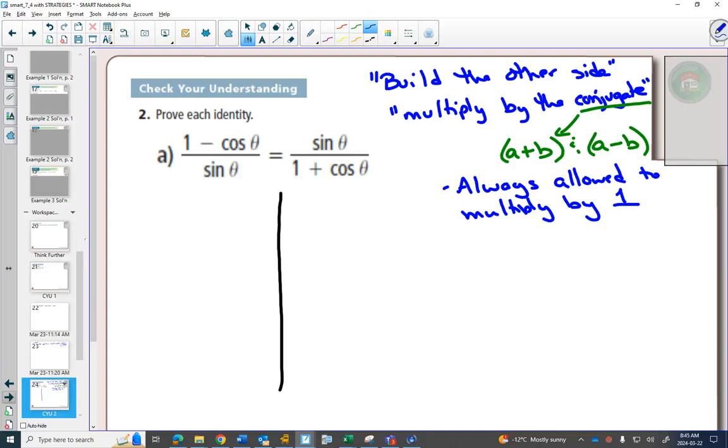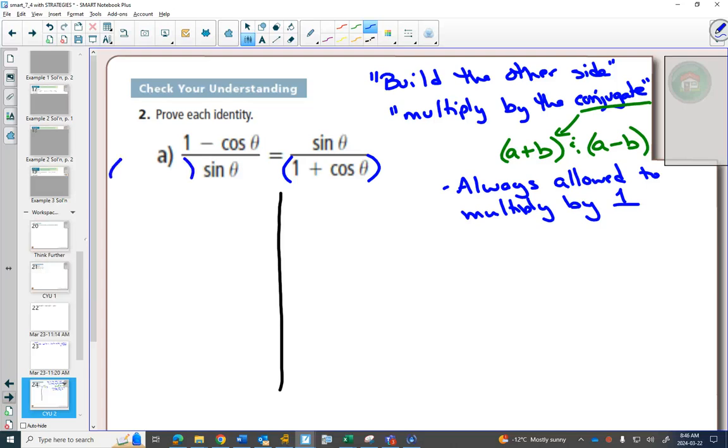And by multiplying by 1, 1 can look like a lot of different things. 3 divided by 3 is 1. 17 divided by 17 is 1. So I'm allowed to multiply by 1, and by building the other side, I'm going to make my denominators the same. Right now, this side has a denominator of 1 plus cos theta. This side has a denominator of sine theta.